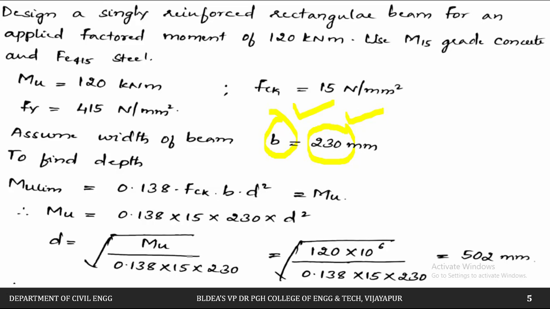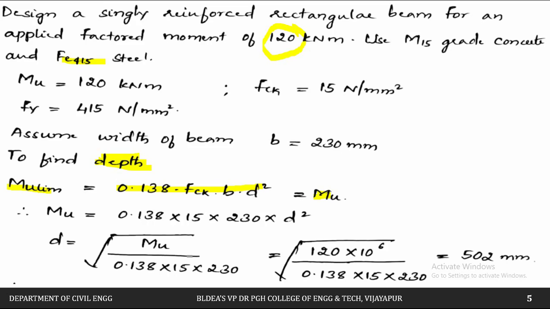Next comes, we have to calculate the depth now. So how to calculate the depth? We know the limiting moment formula, that is for Fe415 it is 0.138 FCK BD square, for Mu. So now we know the moment, this moment we know.